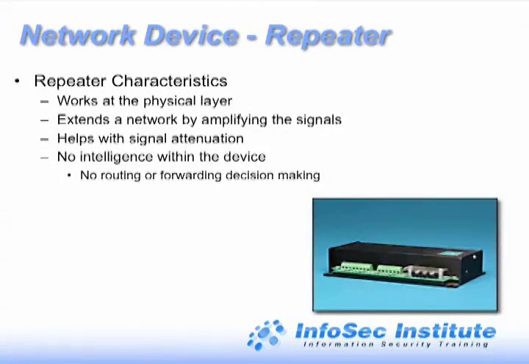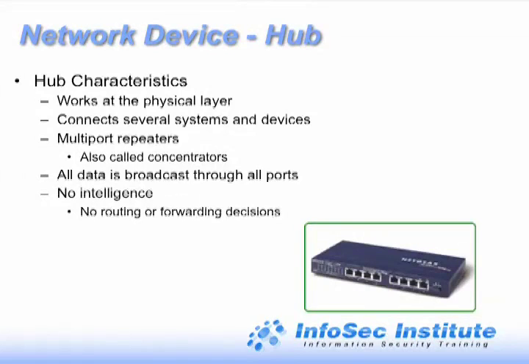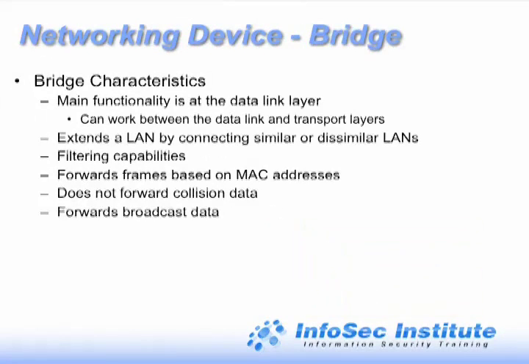Repeater. Repeater grabs the signal and then amplifies the signal. A switch is a multi-port repeater, so it grabs the signal and amplifies it on every single port. Bridge. Big thing to come across with this is filtering capability, forwards frames based on MAC address. It does not forward collision data, and it forwards broadcast data.